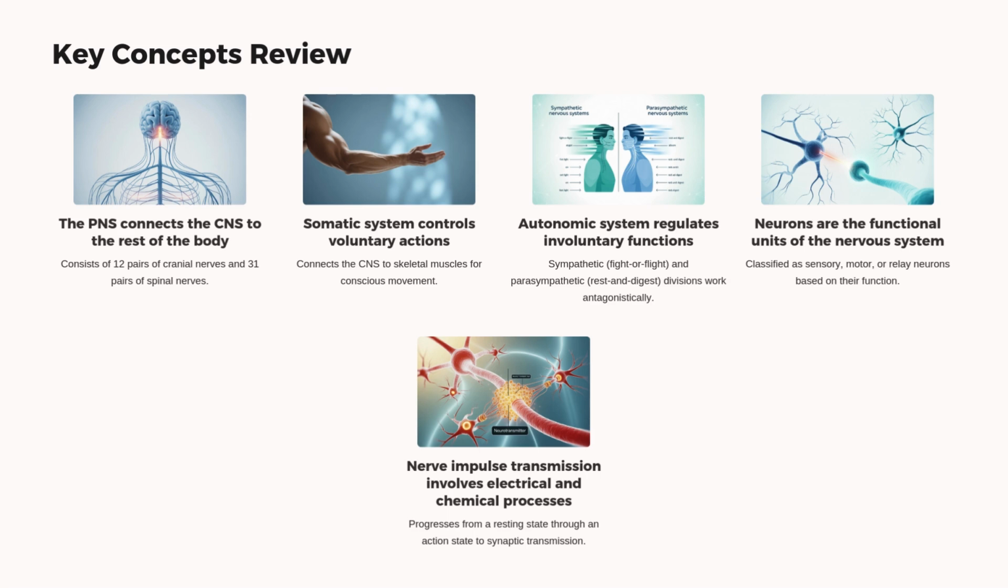Neurons are the functional units of the nervous system. Classified as sensory, motor, or relay neurons based on their function. Nerve impulse transmission involves electrical and chemical processes. Progresses from a resting state through an action state to synaptic transmission.